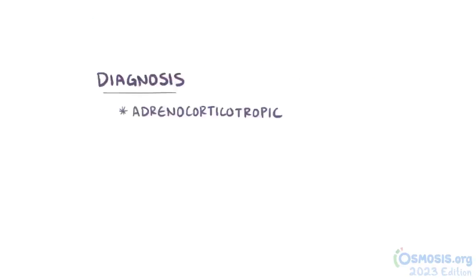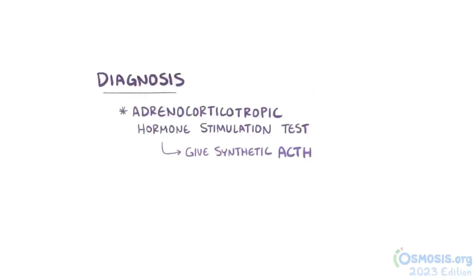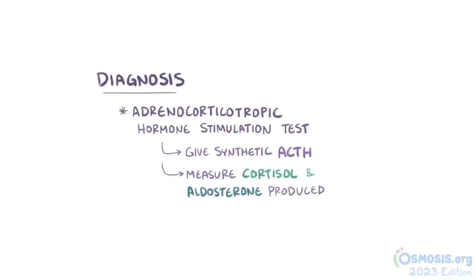Primary adrenal insufficiency can be diagnosed with an adrenocorticotropic hormone stimulation test. During the test, a small amount of synthetic adrenocorticotropic hormone is given, and the amount of cortisol and aldosterone produced in response is measured. And this helps you figure out how well the adrenal glands are working.